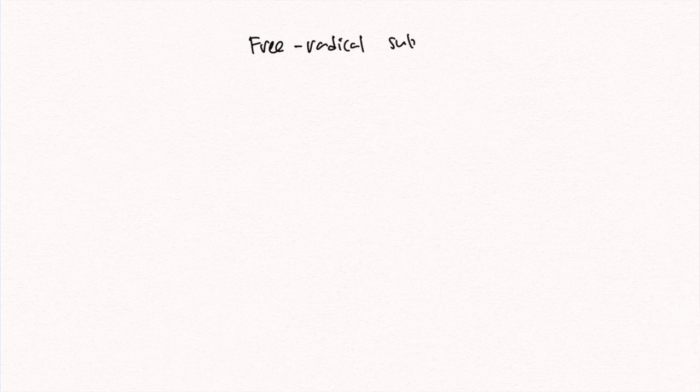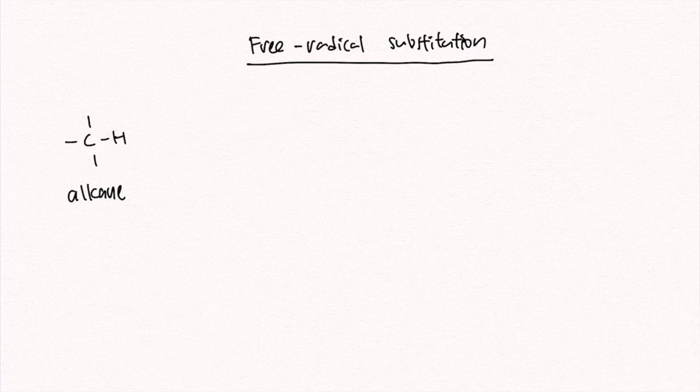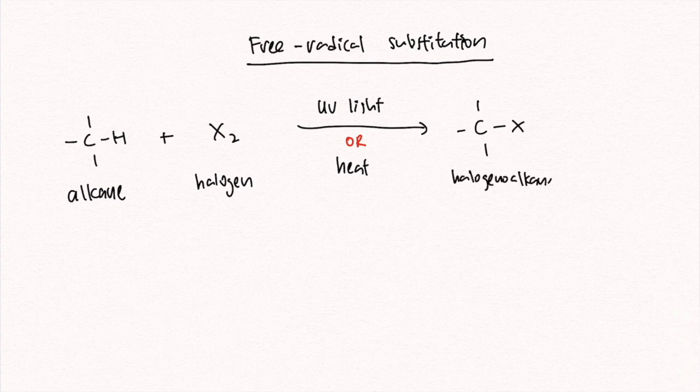So for the A-levels, there are 5 reactions that we need to know in total. The first reaction that I'll be going through would be the free radical substitution. For this reaction, an alkane will react with a halogen in the presence of UV light or heat in order to produce a halogenoalkane and a hydrogen halide. For this, X represents the halogen.